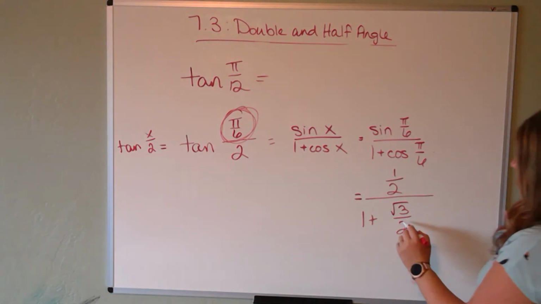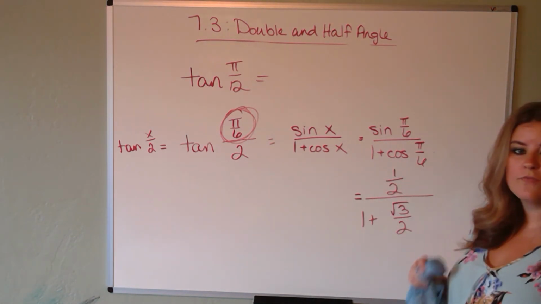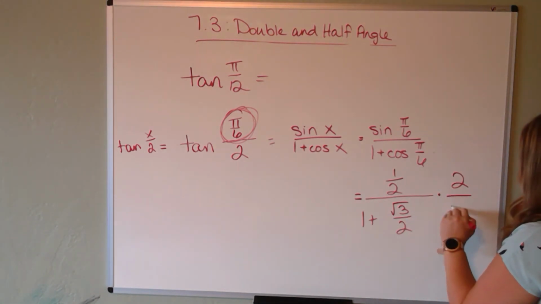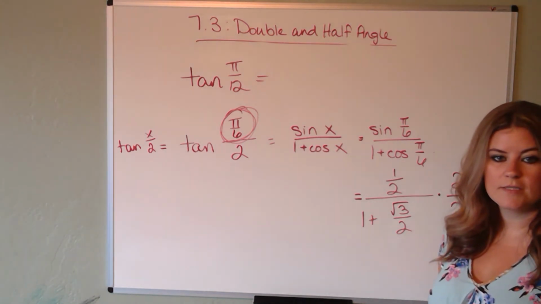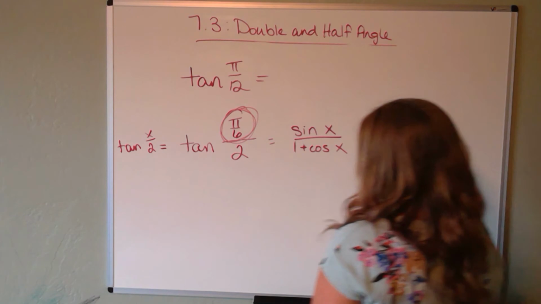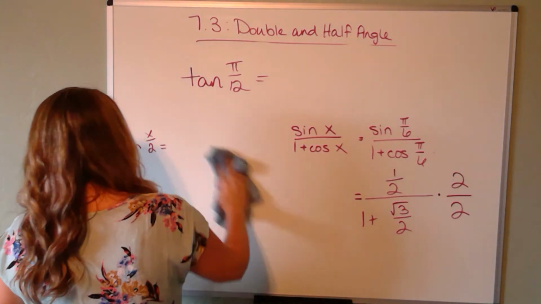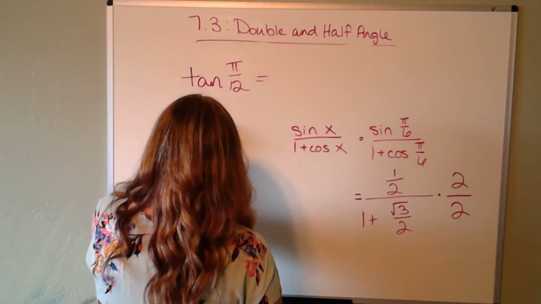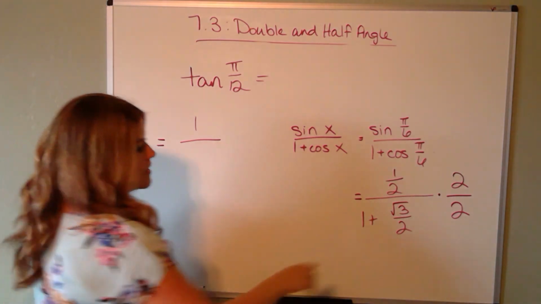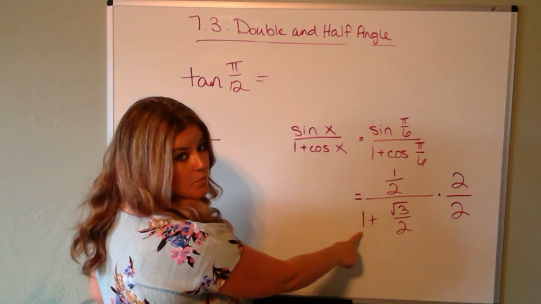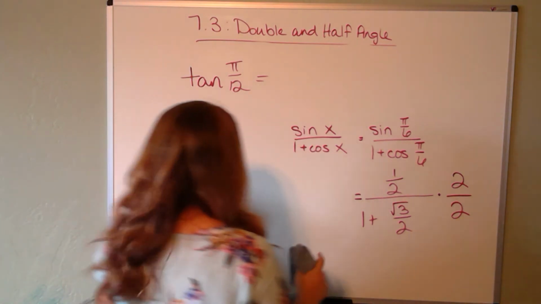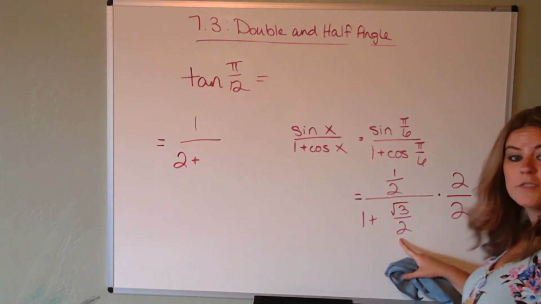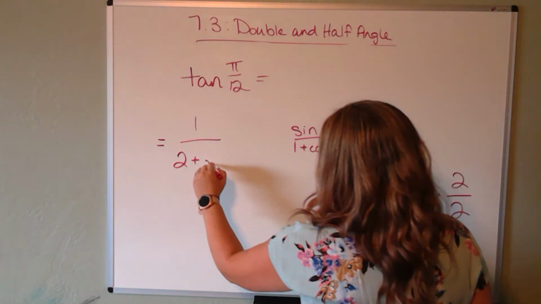I've got fractions in both top and bottom, so my first goal is to make those not fractions. Could I multiply both the top and bottom by 2 and get rid of those fractions? Absolutely. So on top I have 1/2, multiply it by 2, now I just have a 1 on top. When you multiply the bottom by 2, you do have to make sure you multiply both terms by 2. So instead of 1, this will be 2 plus. Instead of root 3 over 2, you're multiplying it by 2, so that cancels out, and you have 2 plus root 3.